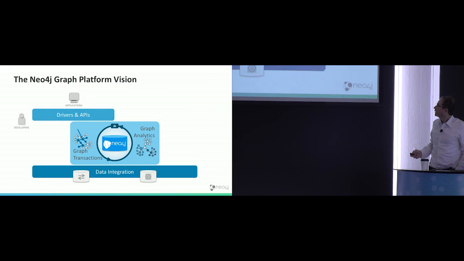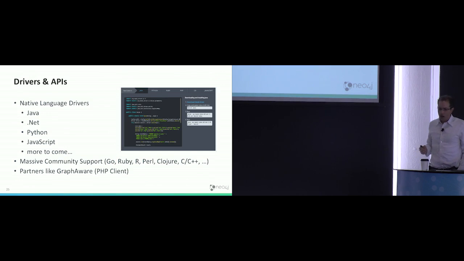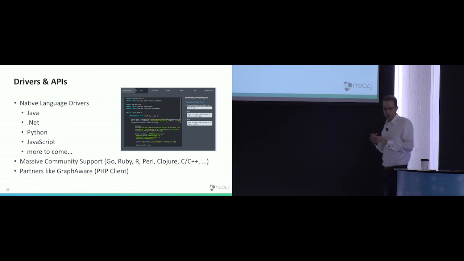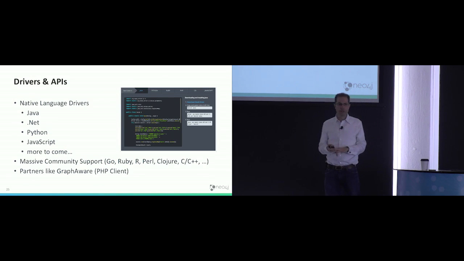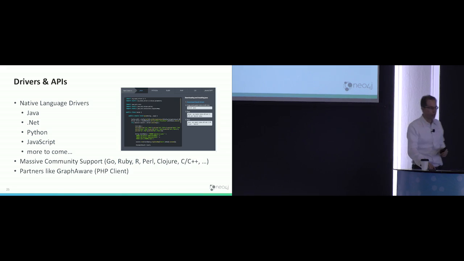Drivers and APIs, there's quite a lot there in terms of official drivers supported by Neo4j. Right now we support Java, .NET, Python, and JavaScript to the level I was describing earlier, supporting the Bolt binary protocol, knowing all about causal clustering. We're working on additional languages, and there are some good drivers built by the community as well.